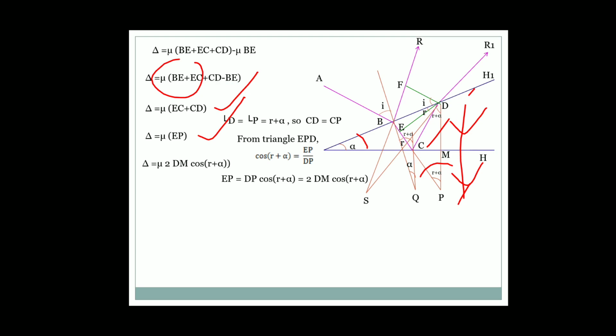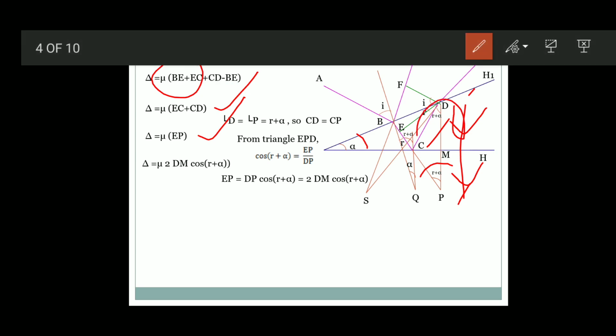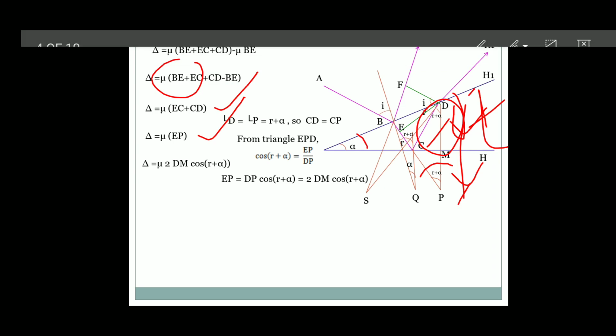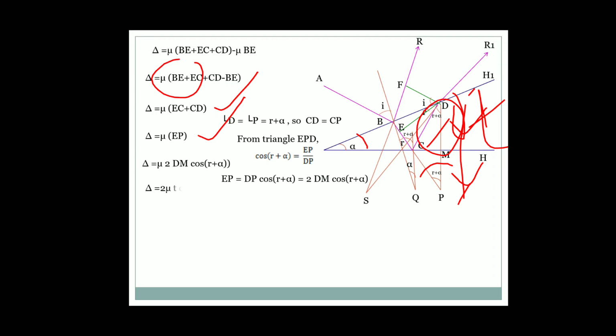But we know dm is the thickness of the air film at this place. If it is taken as a small t, then the path difference delta is equal to 2 mu t cos of r plus alpha. Actually, this is the path difference between the two reflected rays, that is BR and DR1.